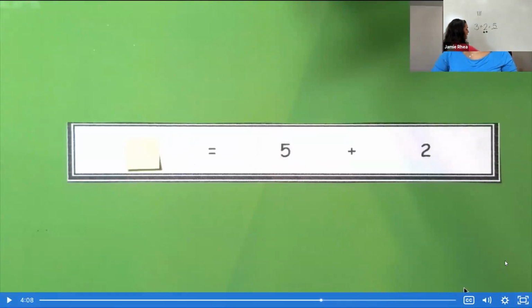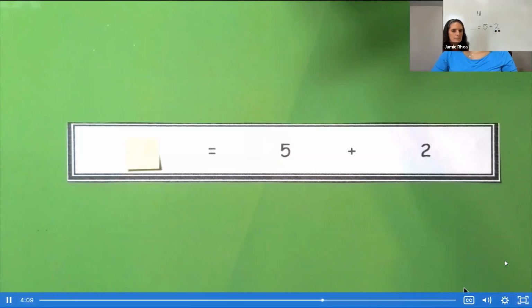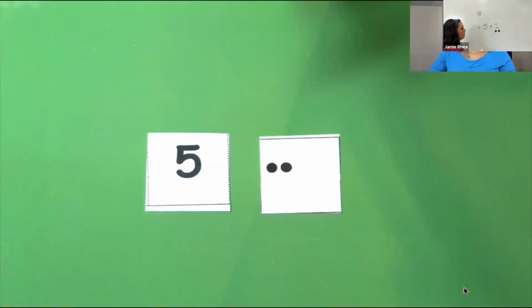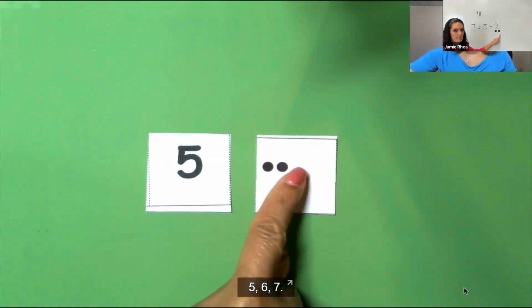I have blank equals 5 plus 2. Okay, new problem. Write it down on your board. Blank equals, was it 5 plus 2? Use your fingers to count on or make your dots to help you count on. Let's see what we come up with. Hope we get this one right. 5, 6, 7. These number cards should look like this. 5, 6, 7.